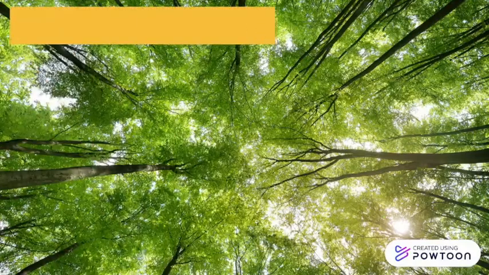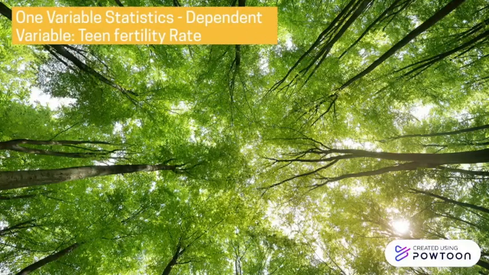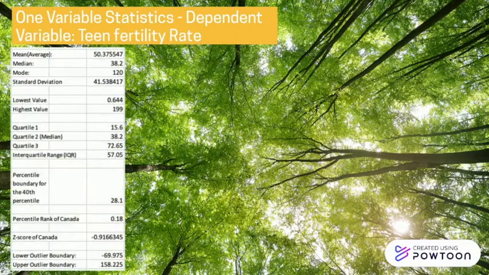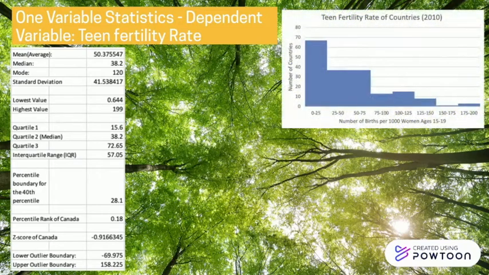And the one variable statistics for the dependent variable, teen fertility rate, through looking at the measures of central tendencies, the mean is at 50.38 births per 1,000 women, while the median is lower at 38.2 births. Since the median is lower than the mean, the data creates a right-skewed histogram. Looking at the histogram, it is clear that there are fewer countries with a higher teen fertility rate than countries with a lower teen fertility rate, creating a right-skewed histogram.